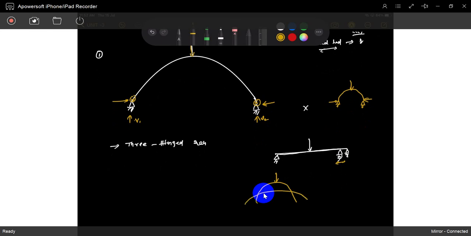Just imagine, if you applied some loading without the reactions, without the supports, it will go like this, it will go like this. If you want the structure to be stable, compulsorily a support is there, and it will restrict the horizontal movement. Then compulsorily a reaction is developed. Understood? So horizontal reactions H1, H2 are also developed.